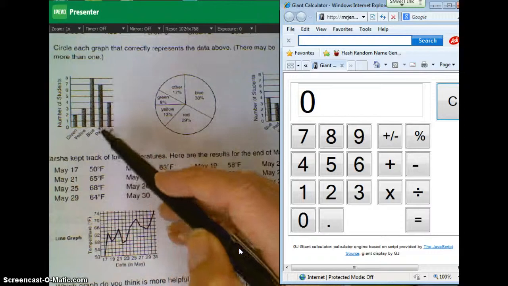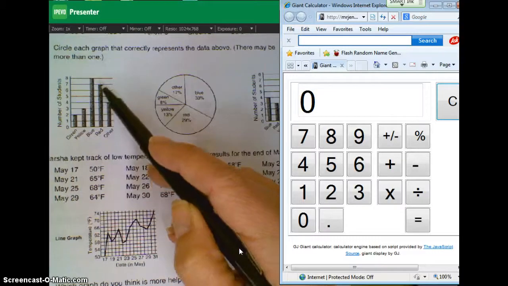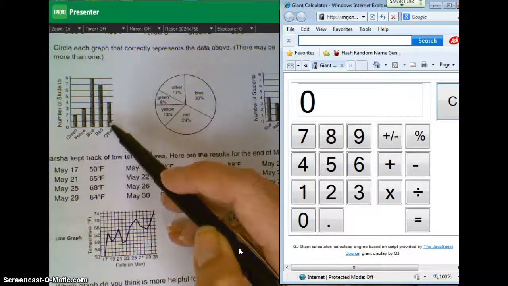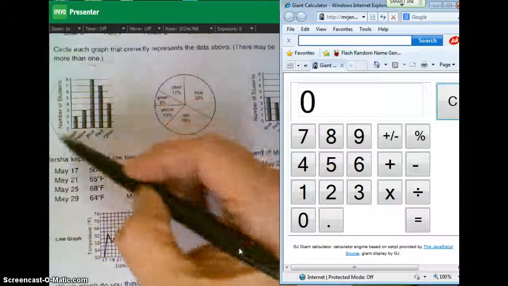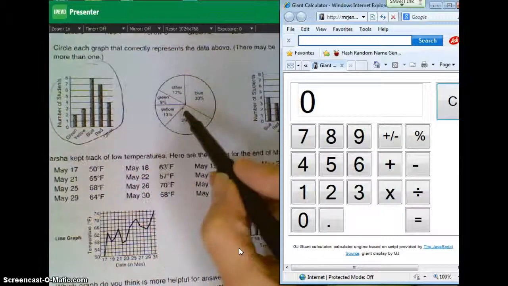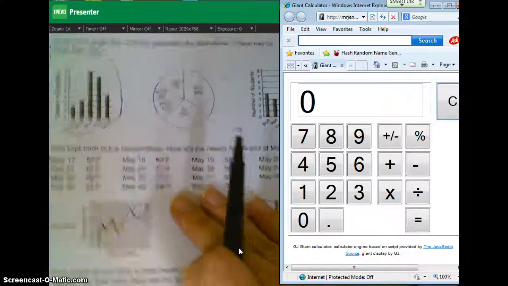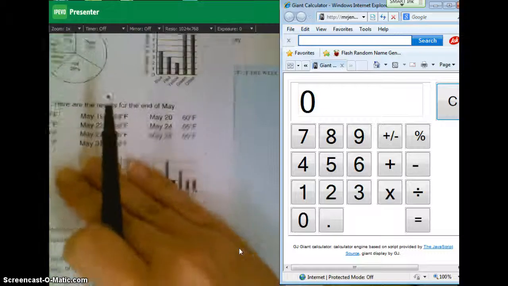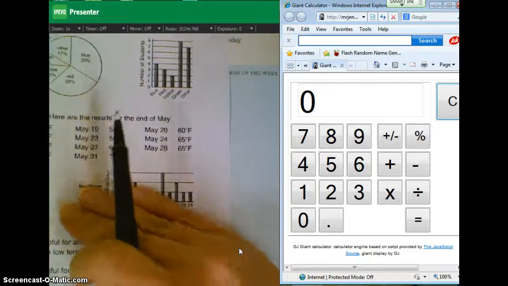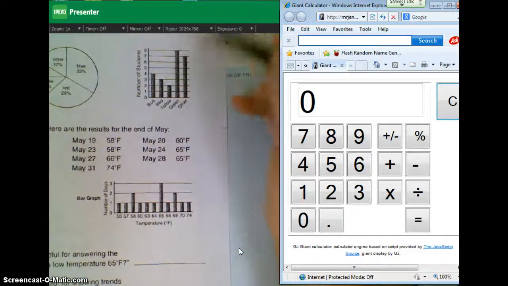Yellow is 3, red is 7, and other is 4. This one looks good. Circle it. That one would work. This one, you're going to need a calculator for, so just put that on hold for a second. We'll come back. Let's check this other bar graph. The fact that they have 2 bar graphs kind of makes me suspicious, thinking one's probably not going to work.